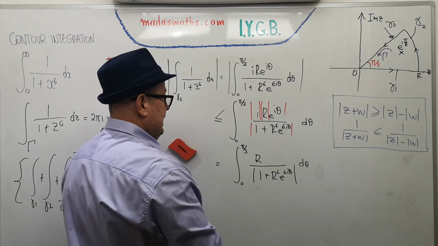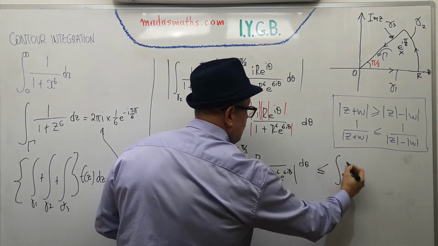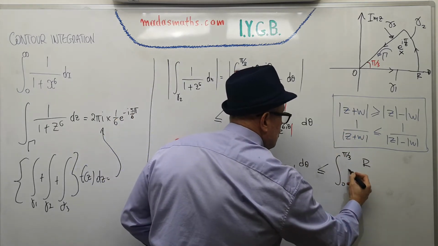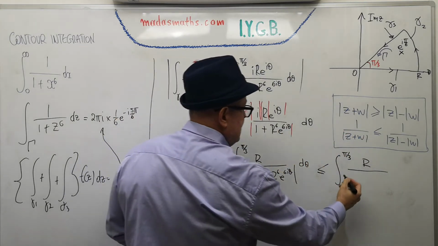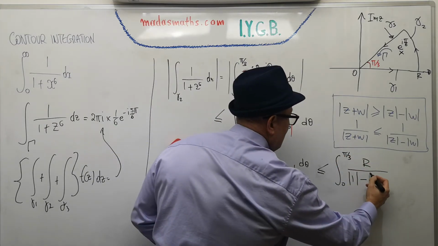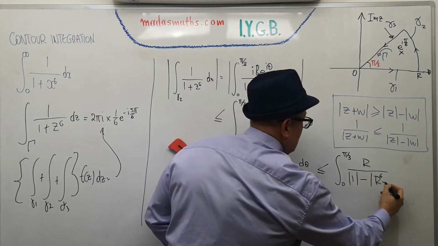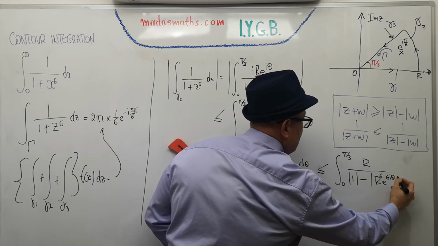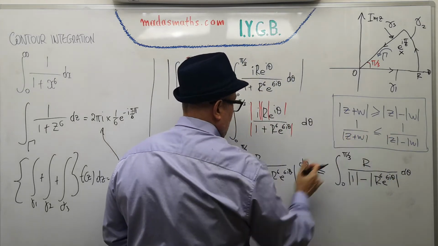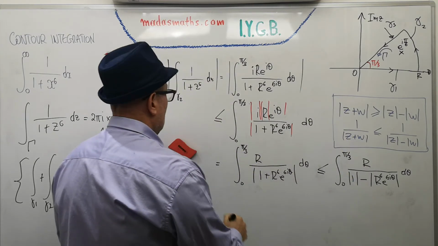But I can certainly say now this is less or equal to the integral from 0 to pi over 3. The r, leaving it alone on the top, is quite happy. And now I can say it's the modulus of 1, quite stupid to even write that, minus the modulus of r to the 6 e to the 6 i theta, modded, d theta. So that's just merely using this inequality. That's my z and that's my w in there.